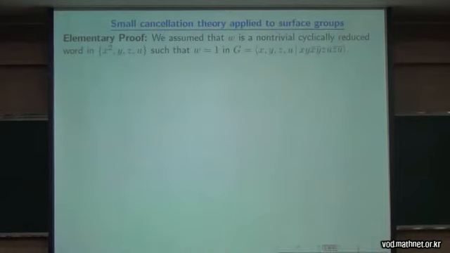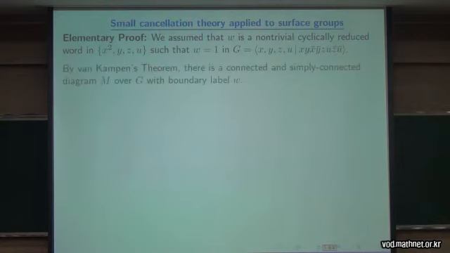So let's go back to our elementary proof. In the beginning, we assumed that W is a non-trivial cyclically reduced word in this set x squared yz u, such that W equals the identity in this surface group. And then by Van Kampen's theorem, which we have just seen, there is a connected and simply connected diagram M over G with a boundary label W. From the existence of this M, we would like to obtain a contradiction.